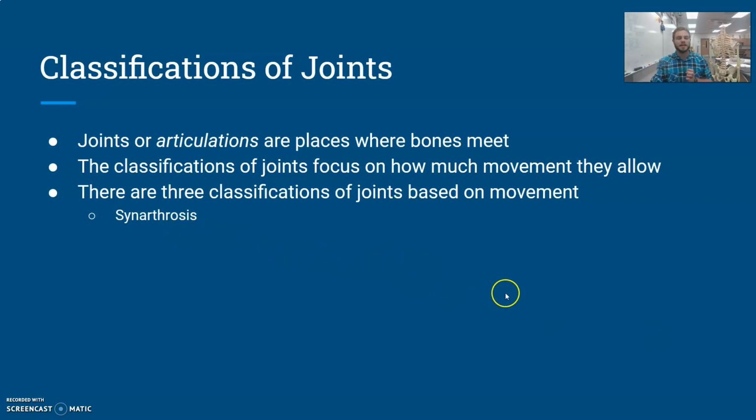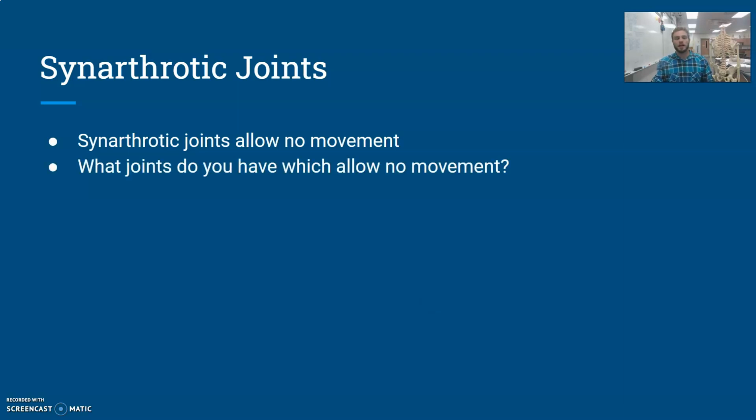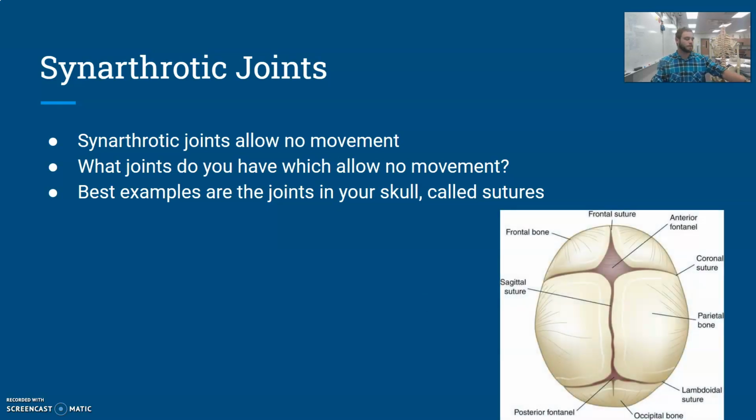The first one is Synarthrosis Joints or Synarthrotic Joints, Amphiarthrosis or Amphiarthrotic Joints, and then we'll take a look at Diarthrotic or Diarthrosis Joints. So your Synarthrotic joints, these are going to be joints that allow for no movement. If you want to pause the video and think about them, you can. We're going to go ahead and keep rolling. So some joints that allow for no movement are going to be those, for example, in your skull, and those are going to be called sutures.